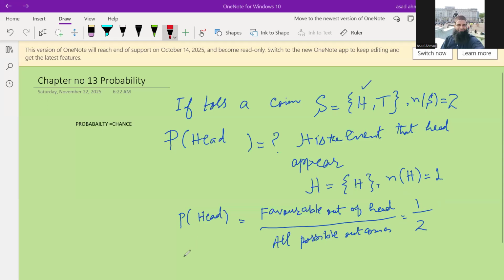Similarly, if you want to find the probability of tail, again using the same formula, there is only one outcome that is in favor of tail. And if we divide it by all possible outcomes in the tossing of a coin, that is 2. So the probability of head and tail both are equal, that is 1 by 2.